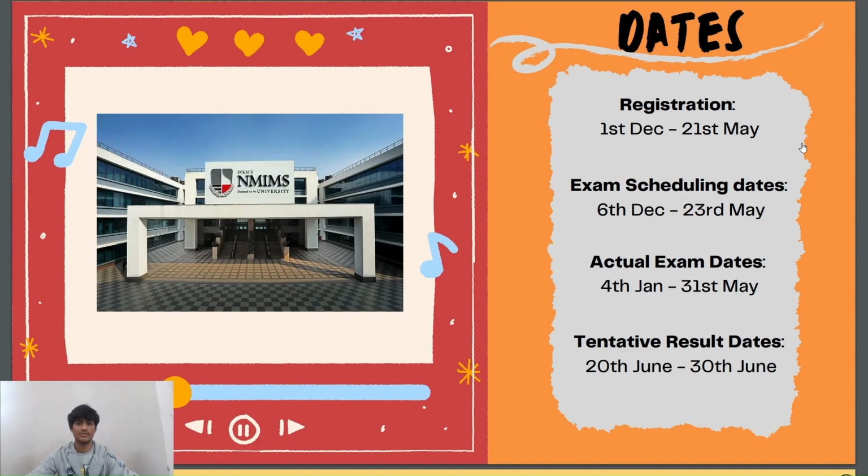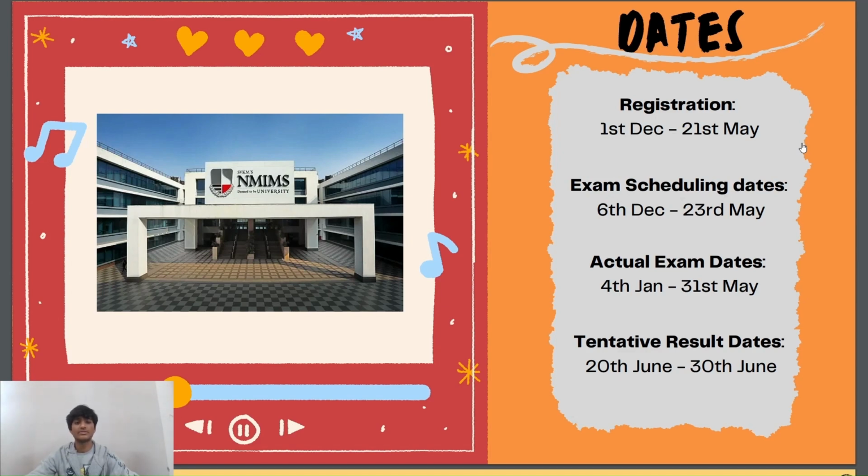Thirdly, we have the actual exam dates from the 4th of Jan 2023 to the 31st of May 2023. Students who selected an exam date using the exam scheduling portal would now have to go and give their exam on the date that they have selected.